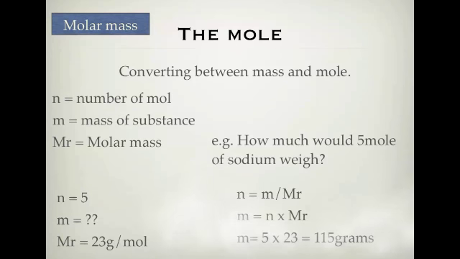So, therefore, we bang our numbers in. We get 5 times 23 because our moles was 5. Our molar mass is 23 because sodium is 23. And we get 115 grams is how much 5 moles of sodium will weigh. It's just simply using this equation, rearranging it if you need to, remembering to write down all the stuff that the question gives you.